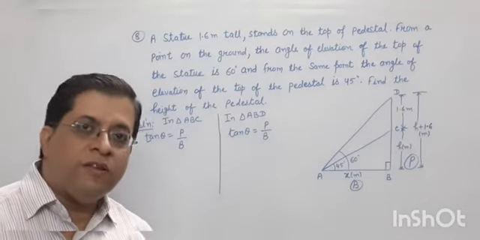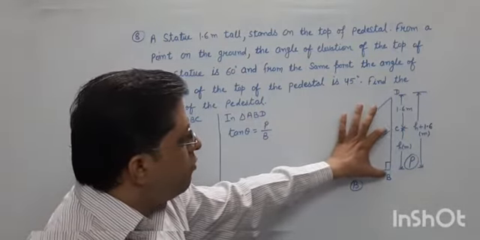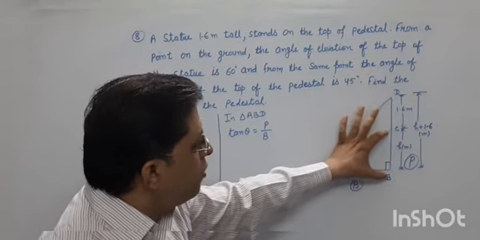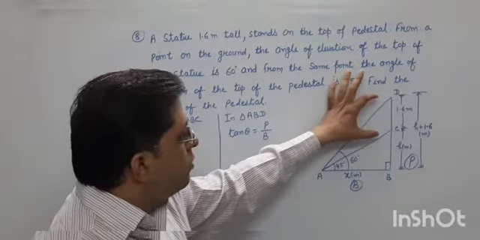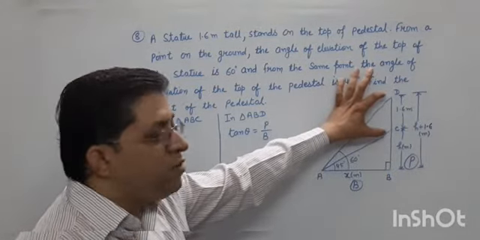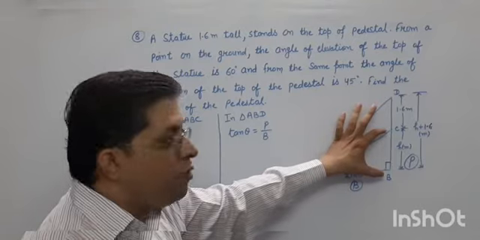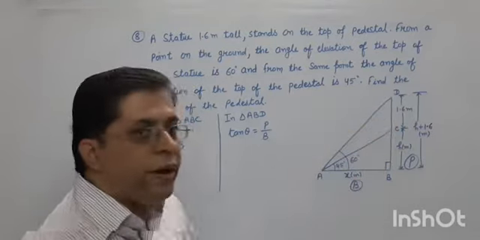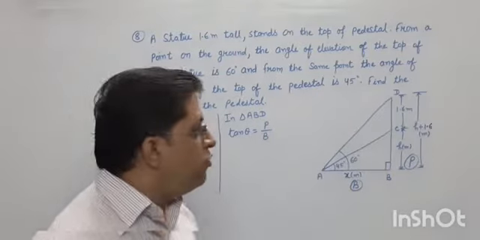What is the meaning of pedestal? This is the bottom; we are putting the statue on this object, and this object is called pedestal. This is the height you have to find out, and the statue height is given to you, 1.6 meter. This is the statue, and down where you are putting that statue, that thing is called pedestal.